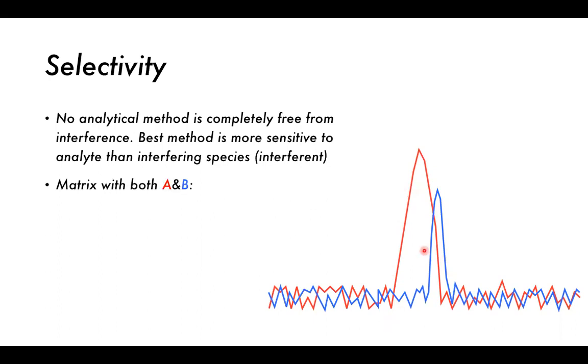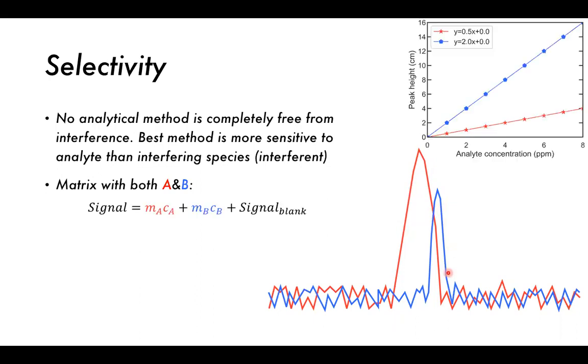Now, if we have a matrix of both A and B, where A is red and B is the blue line, then our signal is going to be a mixture of both A and B, plus the signal of the blank. So this is the gradient of the calibration curve of A, which is here, times the concentration of A, plus the gradient of B, which could be the blue line up here, times the concentration of B, plus the signal of the blank. Remember, the blank is always present and always needs to be subtracted from the signal that we measure.